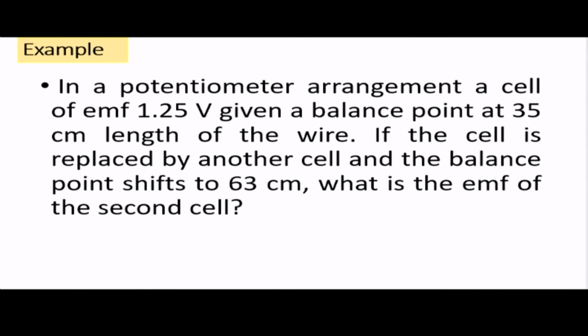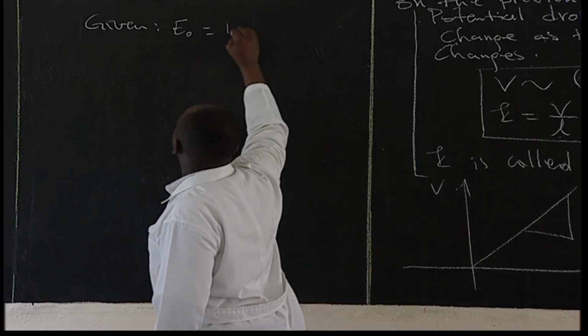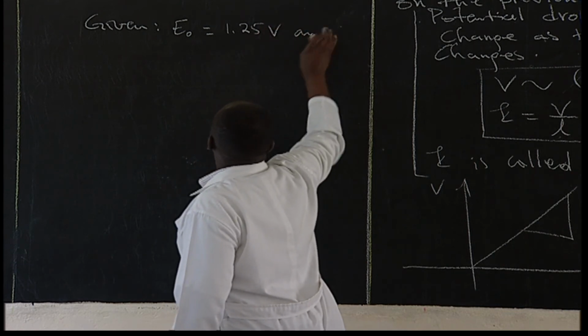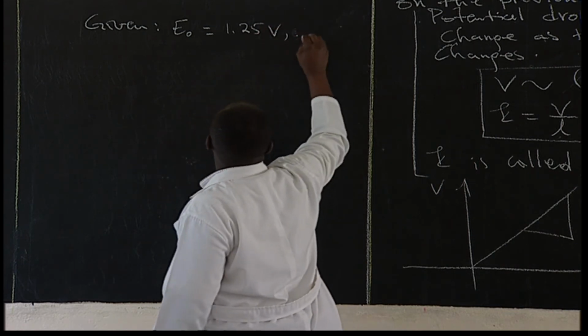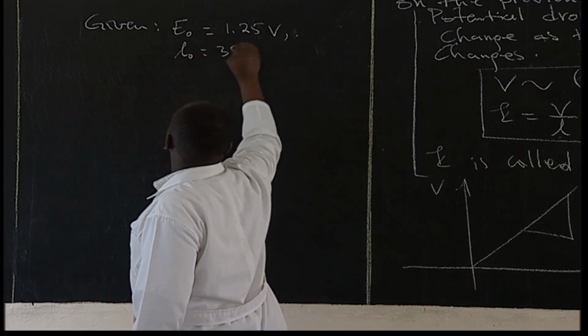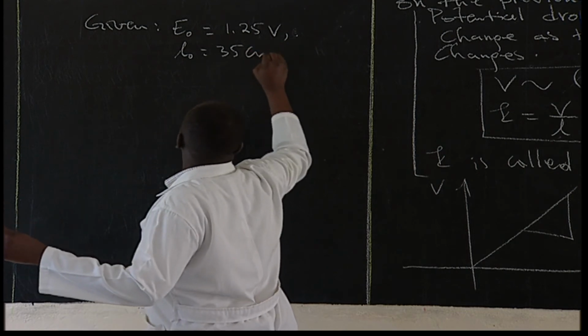So let's work in the same way as what we have here. So let's say that what is given is this E0, and there is L0 and L1. So this E0, electromotive force, or the standard, is given to be 1.25 volts. So let's say L0 equals 35. This is 35 centimeters.